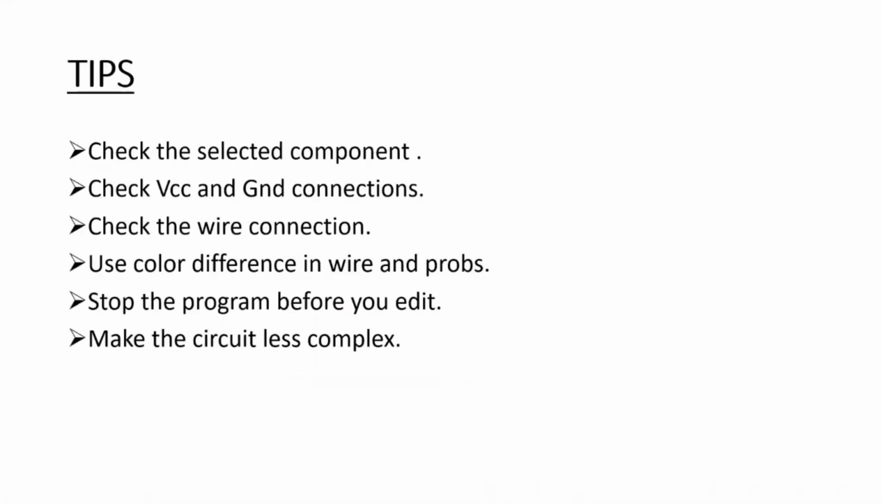So we are at the end now. These are some key points to use this Multisim software efficiently, or some common mistakes which I have made. Check the selected components twice. Check the VCC and ground connections. We have to check the power supply connections first. Check the wire connections. If there is any error in the wire connections, then there will be an error in your output also. Use color differences in wires and probes. This will make our circuit a little easier to analyze.